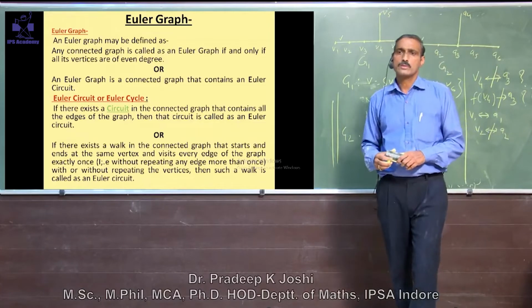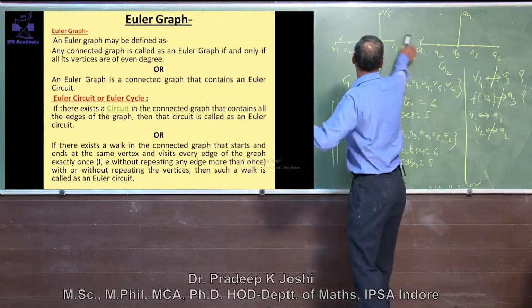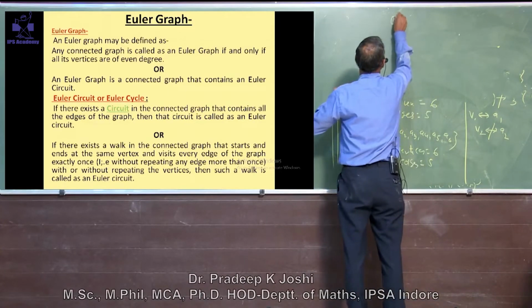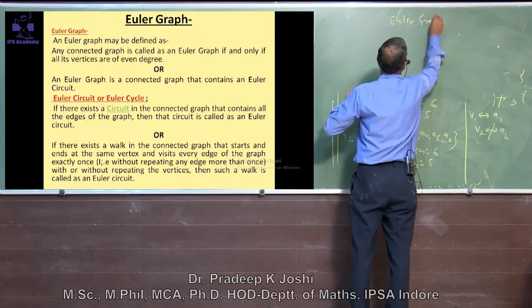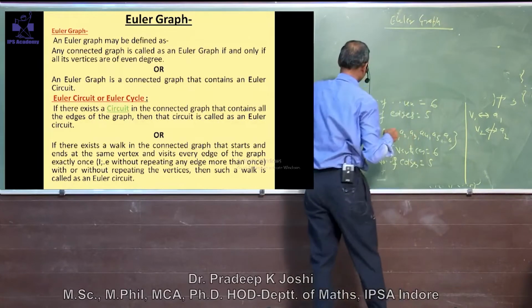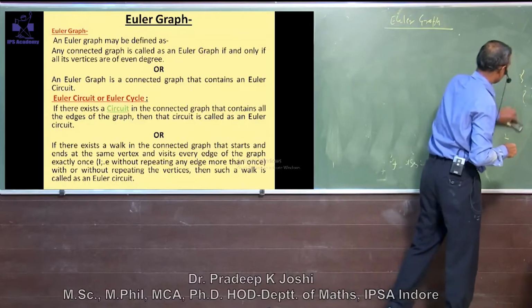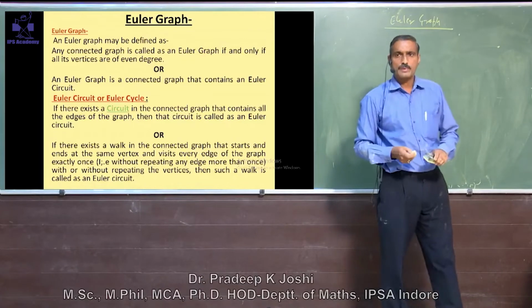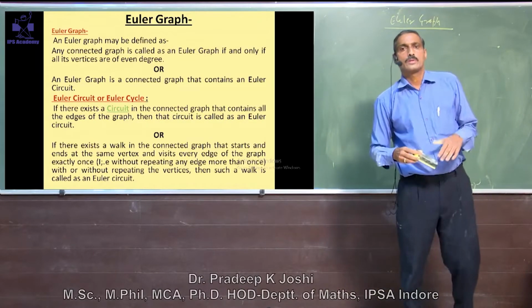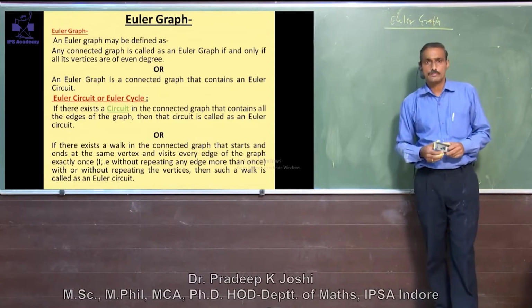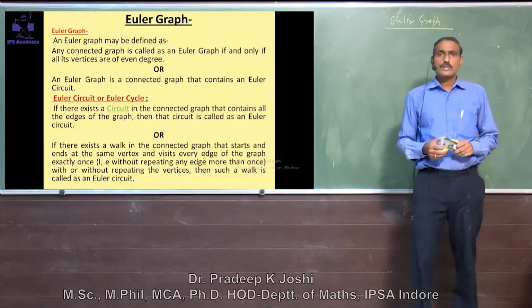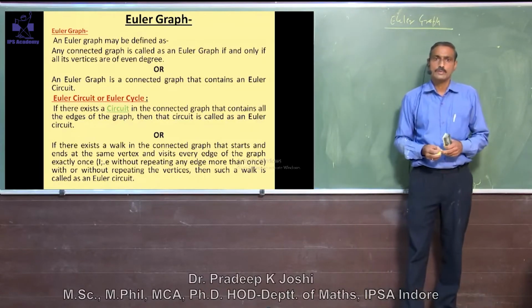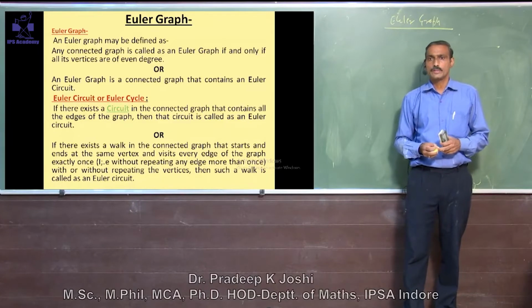Now we discuss another definition. What is an Euler graph? The definition of an Euler graph depends upon the definitions of walk, path and circuit, which we already discussed previously. An Euler graph may be defined as follows: a connected graph is called an Euler graph if and only if all its vertices are of even degree.